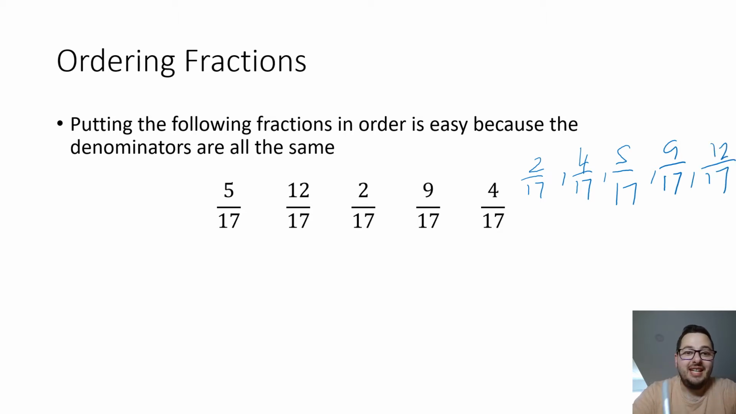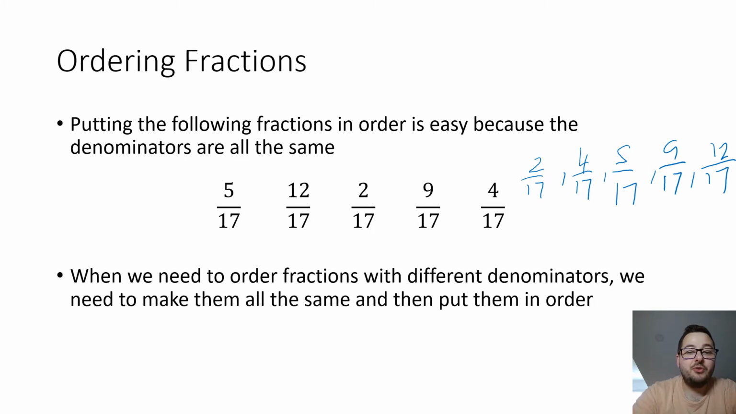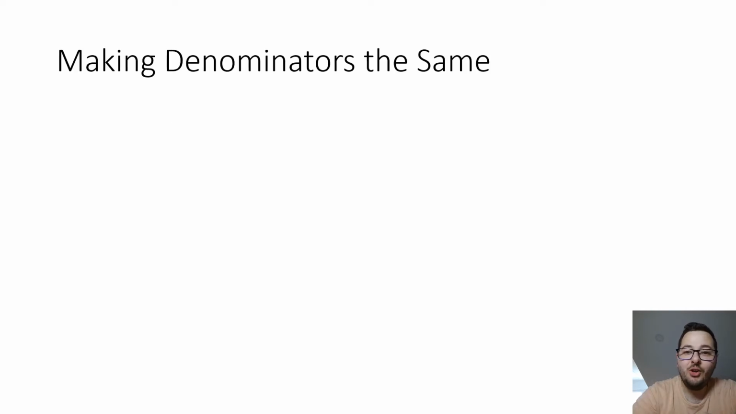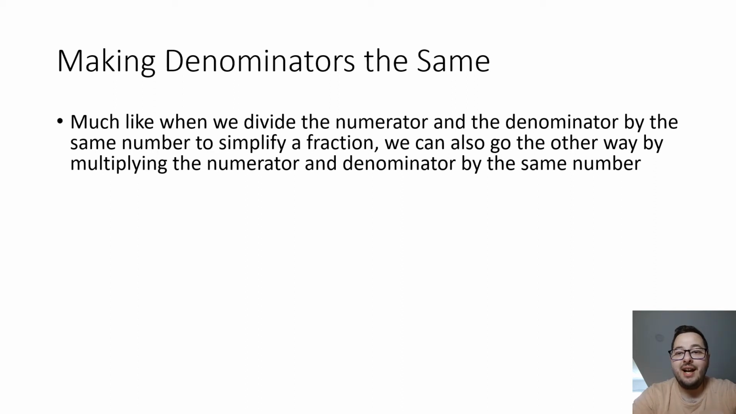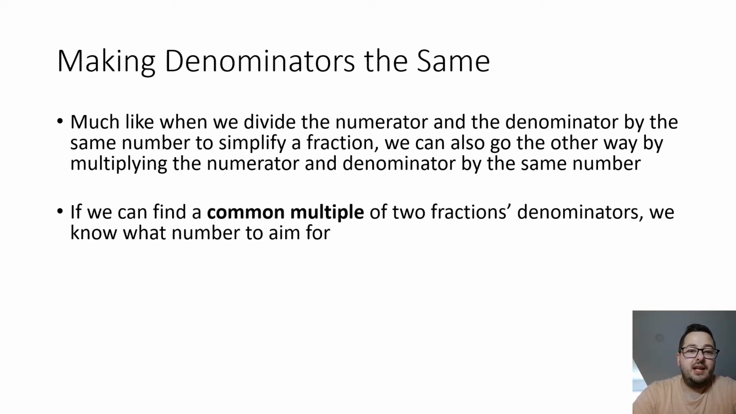Easy peasy. Now what we want to do is get fractions where the denominators are different. So we need a technique to get them all to be the same, and then they're going to be as easy to answer as this question. So how do we make denominators the same? Much like when we divide the numerator and the denominator by the same number to simplify a fraction, we can also go the other way by timesing the numerator and the denominator by the same number, and you get an equivalent fraction. So if you can find a common multiple of two fractions' denominators, you know what number to aim for.